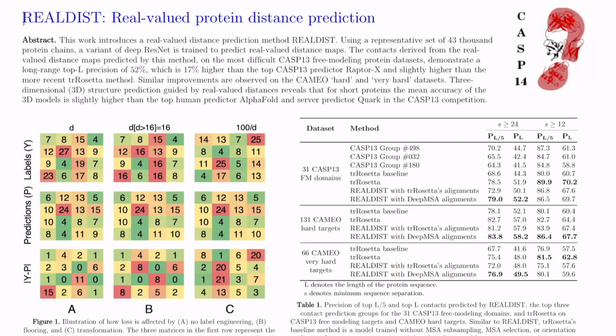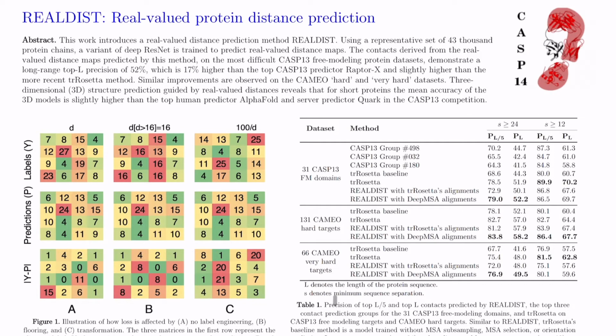This poster introduces REALDIST, a method for real valued protein distance prediction. The method only predicts real valued distance maps. We use a really large set of around 43,000 protein chains by combining the PISCES set and the CATH dataset, and train a variant of residual neural network to make distance predictions.